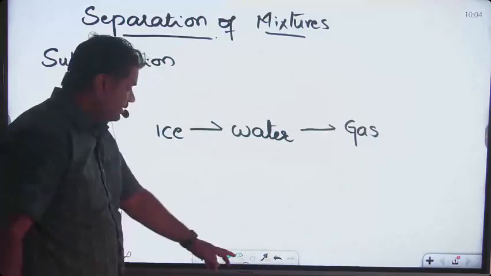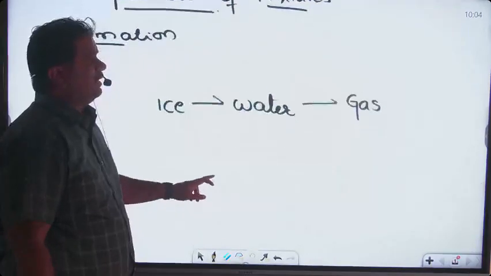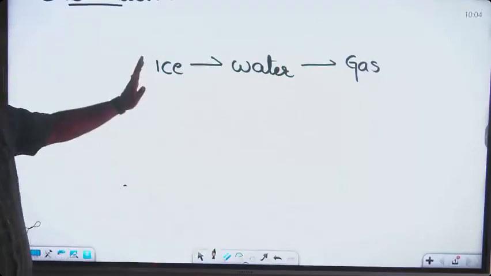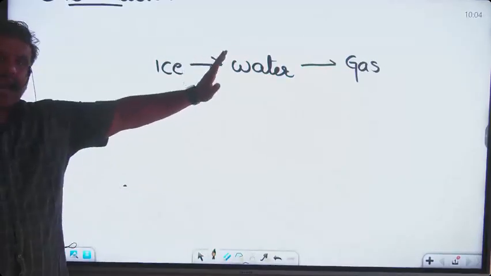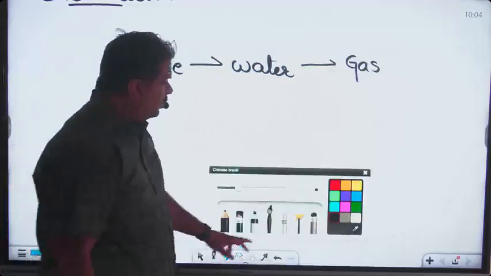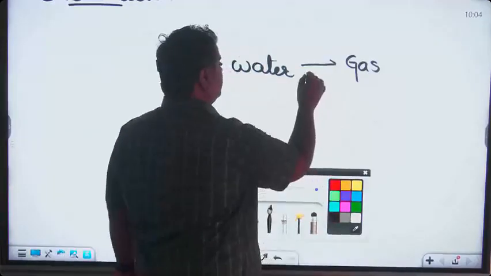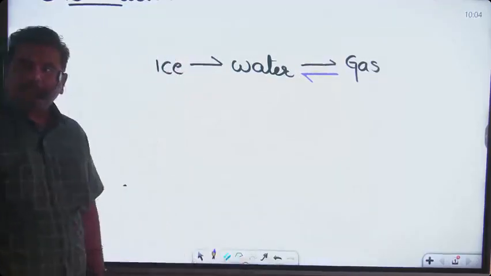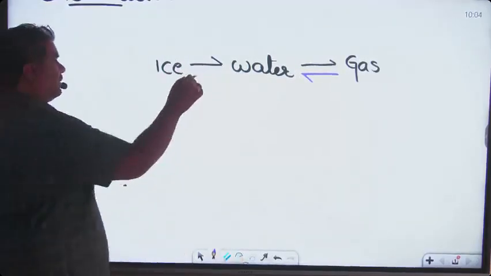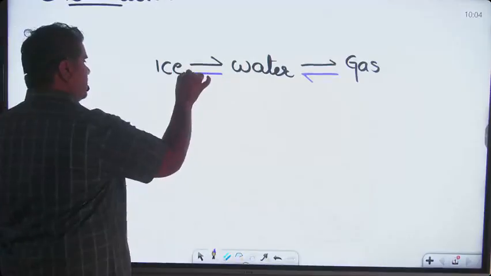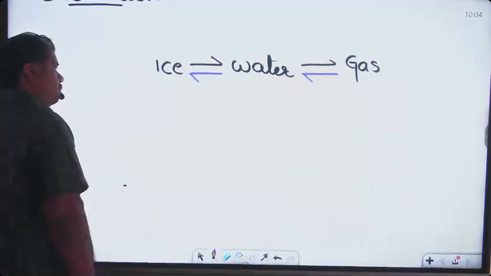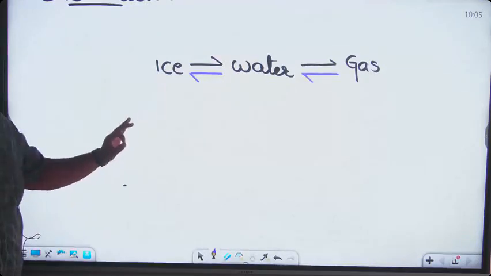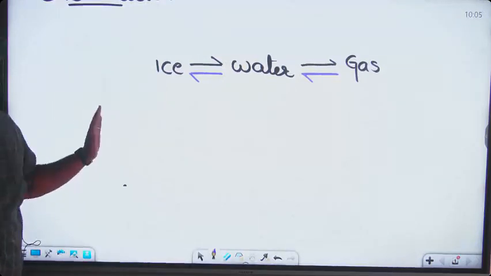Now here, we are able to see the three different states of matter: solid, liquid, as well as gas. Now suppose you are reducing the temperature of gas, then it gets converted to water. And if the water temperature is further decreased, it gets converted to ice. Again, we are able to see three different states, solid, liquid and gas. ఈ మూడు స్టేట్స్ అనేవి కనిపిస్తా ఉన్నాయి.